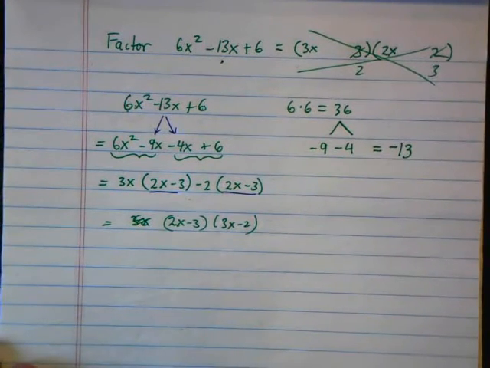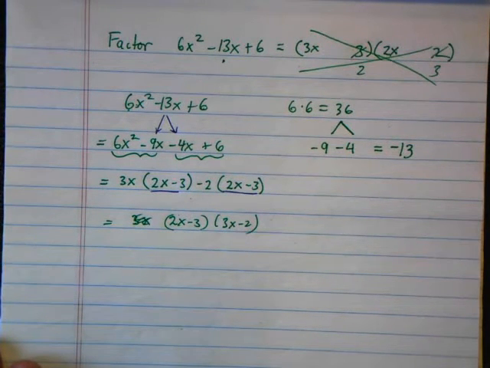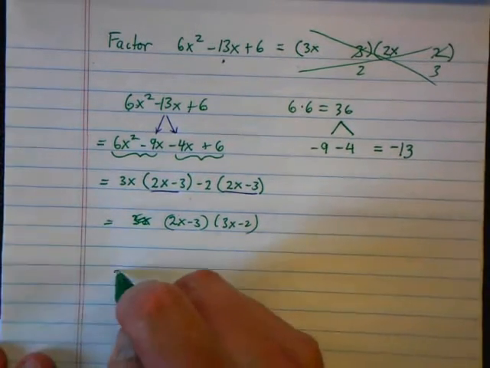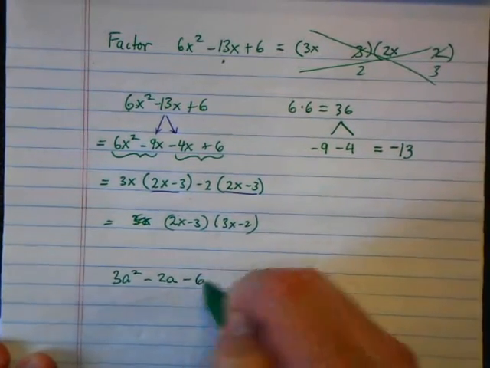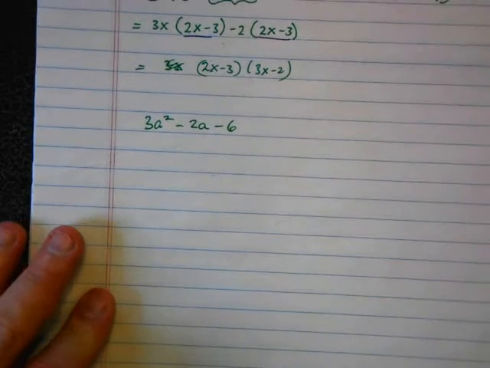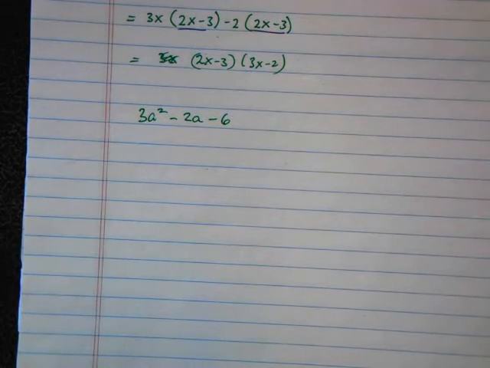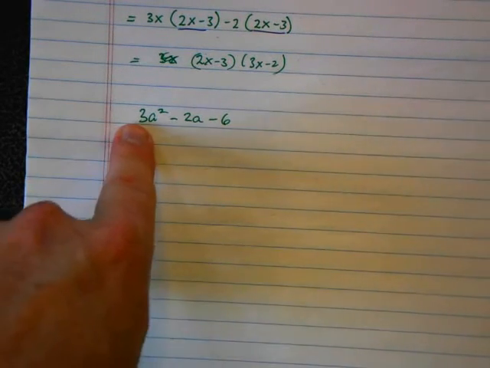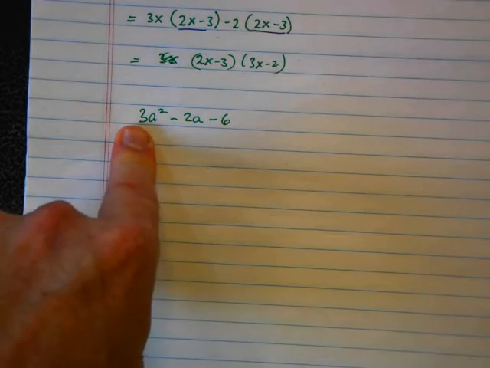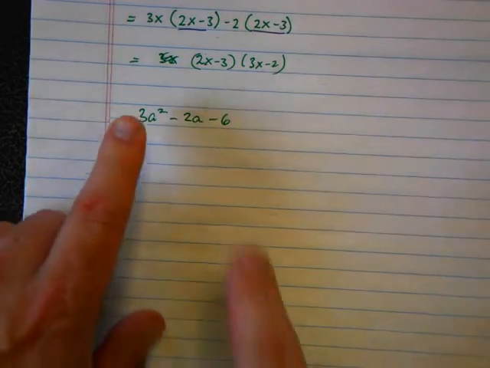How about 3a squared minus 2a minus 6. I begin by looking for a GCF. Do I see a GCF? No, unfortunately. I notice I have three pieces. 1, 2, 3. I notice this first number is not the number 1. So when I have three pieces and this first piece is not the number 1, I multiply the ends.